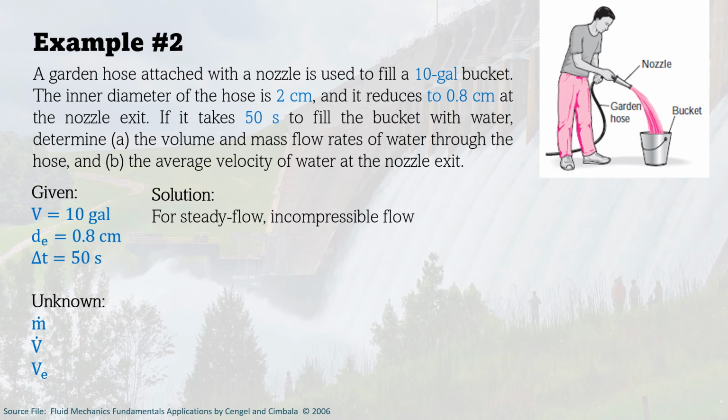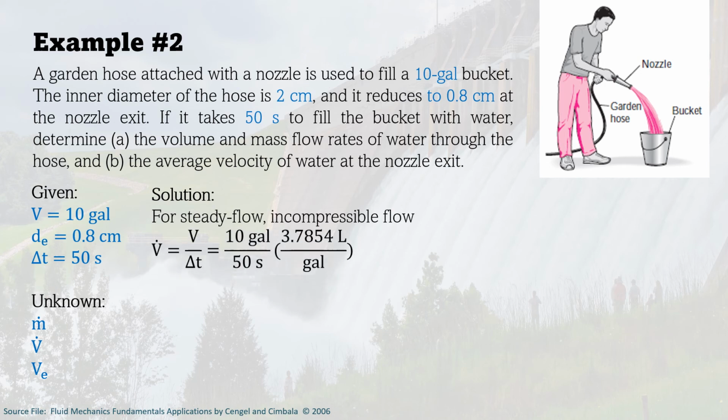So for steady flow and incompressible flow, this is steady because again there is no change in volume. As you can see here, for example, at the bucket, if this is the system, the volume here would not change. So that is a steady flow, and it will remain 10 gallons. In incompressible flow, on the other hand, we cannot change the density of the water by just doing this process, so the water is incompressible.